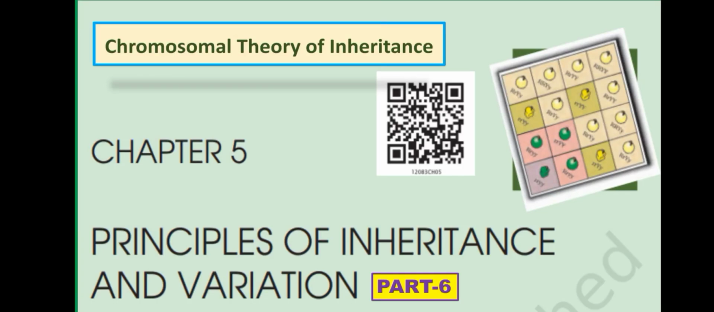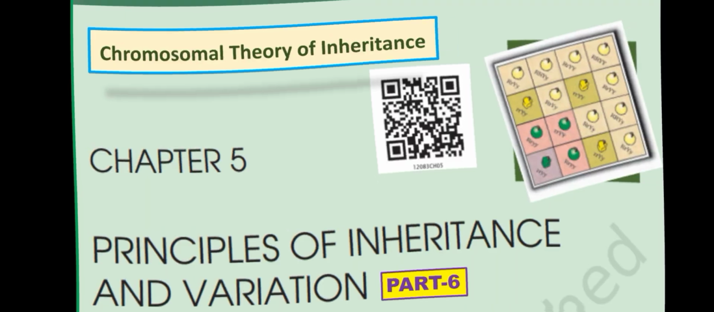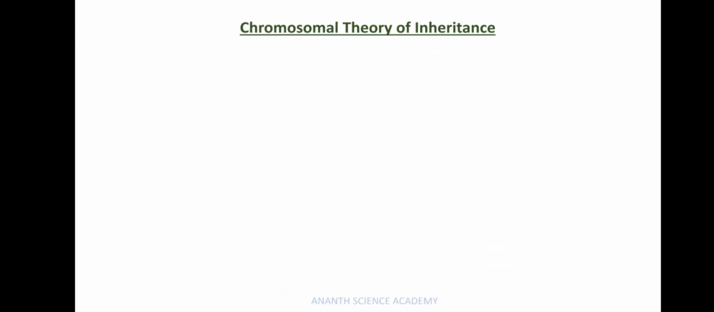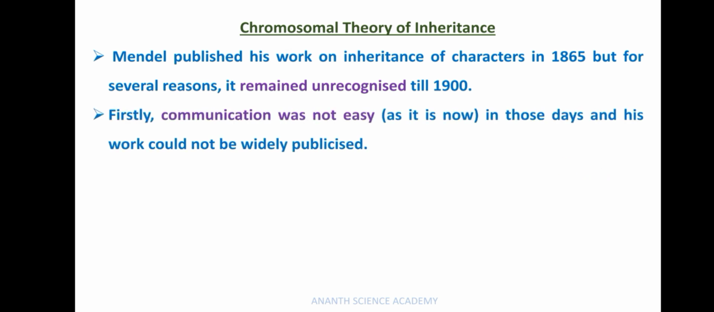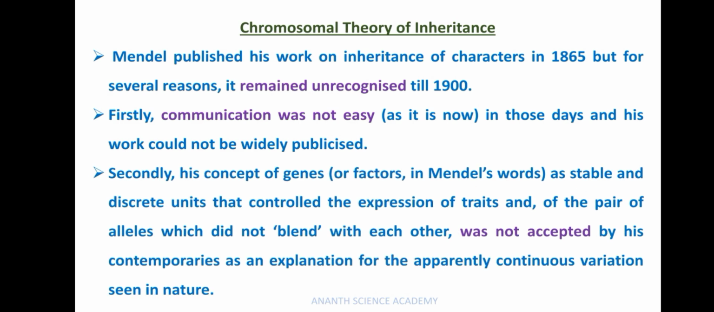In this video, we are going to discuss the topic Chromosomal Theory of Inheritance from the chapter Principles of Inheritance and Variation. Let's see what this chromosomal theory of inheritance is. Mendel published his work on inheritance of characters in the year 1865, but for several reasons, it remained unrecognized till 1900. Firstly, communication was not easy in those days and his work could not be widely publicized.